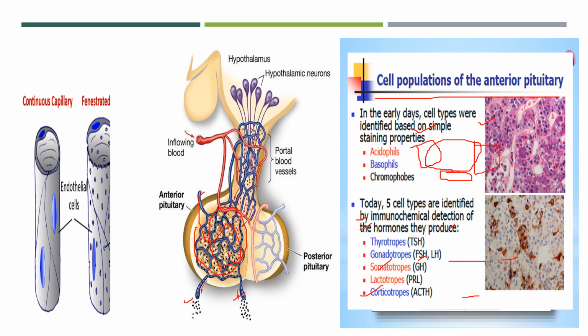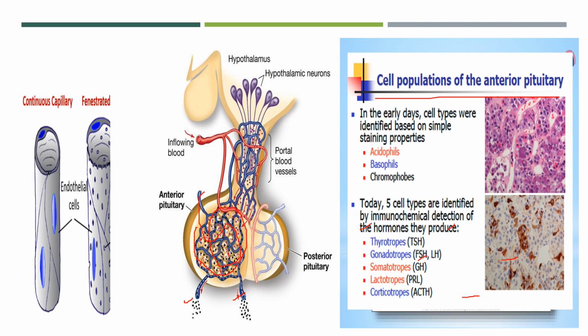The cell types of the anterior pituitary are divided into two broad categories, chromophobic cells and chromophilic cells. We can see here some are the chromophobic cells and some are the chromophilic cells. The chromophilic cells are subdivided into acidophilic cells and basophilic cells.